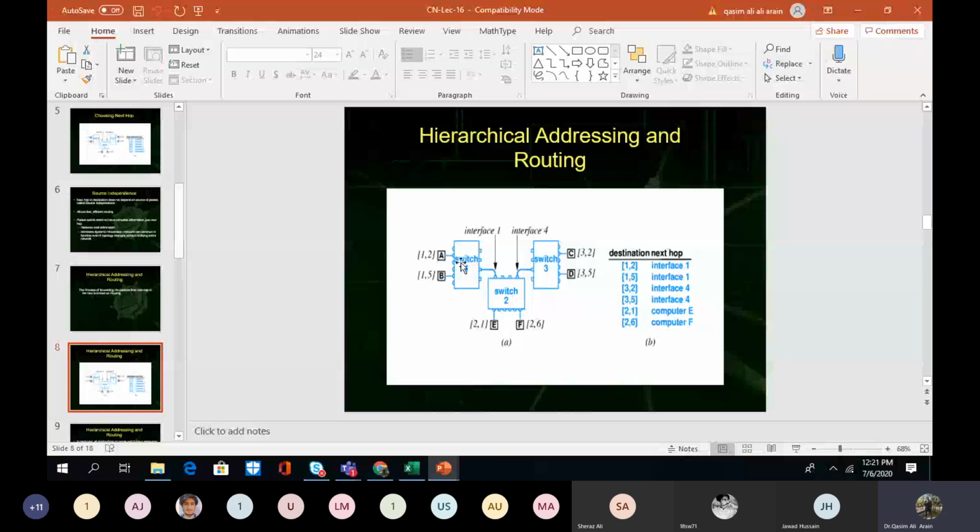Now what is going to happen, let's suppose you have switch 1, packet switch 1, in which the computer A is being connected at interface 1, 2 and your computer B is being connected at interface 1, 5. In the same way, your computer C is being connected at 3, 2 and computer D is being connected at 3, 5, right? In the same way, computer E is being connected with 2, 1 and 2, 6, so on, right? So actually what we want to do, I would like to tell you how the destination and next hop is going to be different.